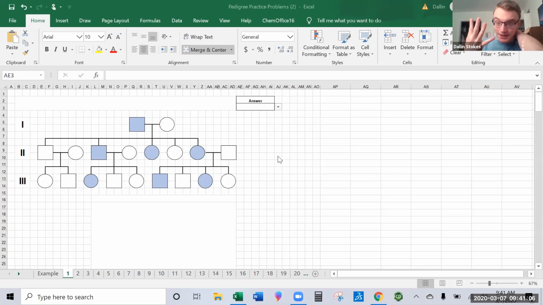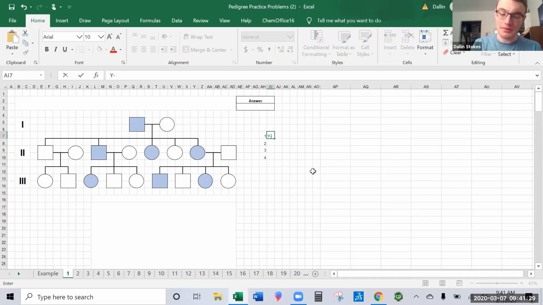I have a 4-step process. And if you do the 4-step process, you should nail it every time. Step 1, step 2, step 3, step 4. Okay, here we go. Step 1 is the one that you already know how to do. It's determine if it's Y-linked or mitochondrial.